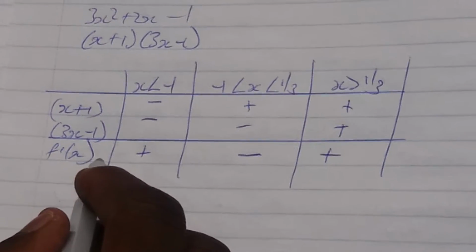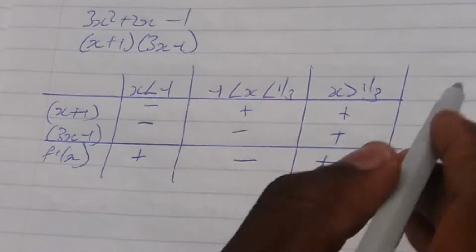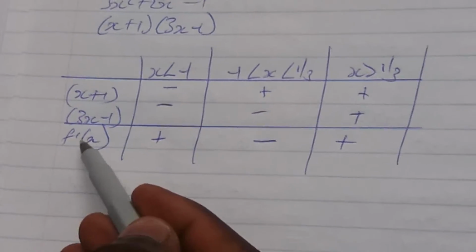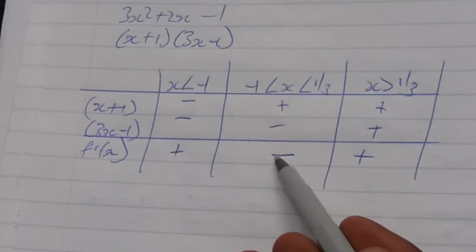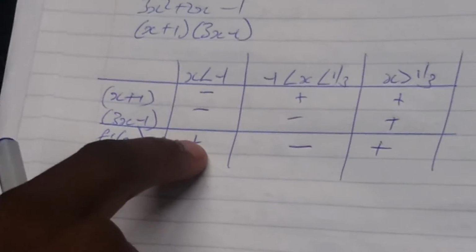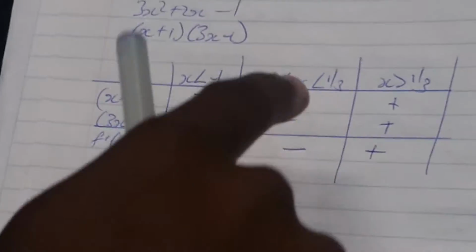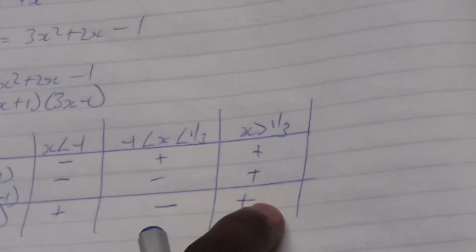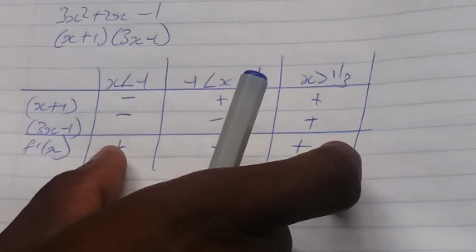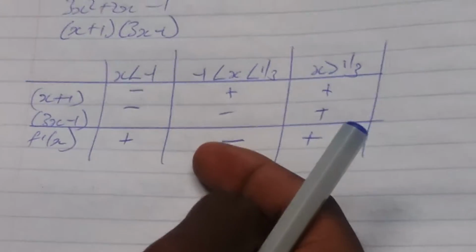So you test the values of the x's in these intervals, and then you see where the first derivative is positive or negative. So we've got the first derivative positive in these two regions and negative in this region, which just says that it's going to be increasing in these two intervals and decreasing in this interval.